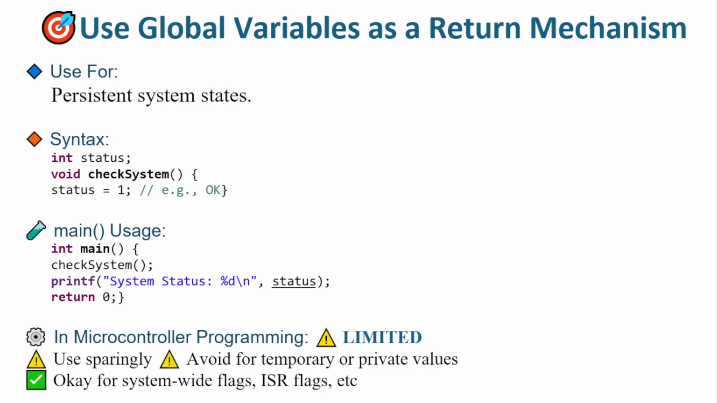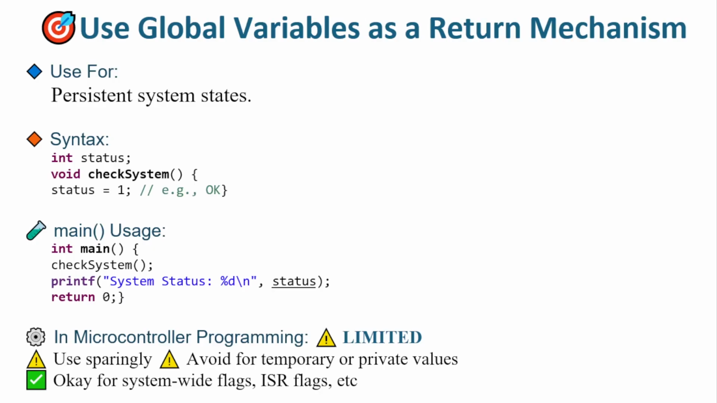Caution: only use global variables when necessary. If you overuse them, your code can become confusing and difficult to track because many functions can change the same variable. This can lead to unexpected bugs and makes debugging much harder.